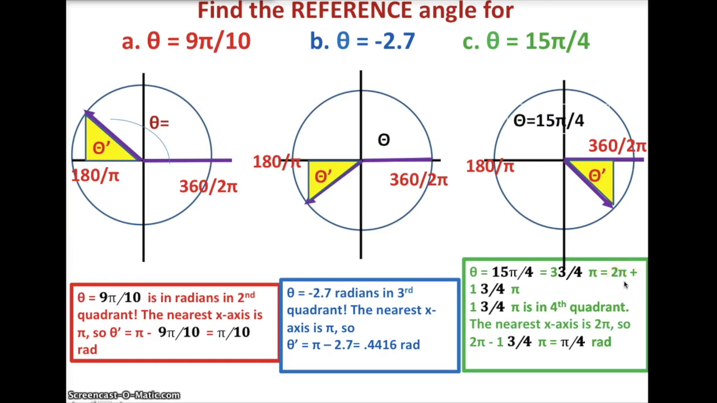Again, this is related to the coterminal concept or periodic concept, where 2 pi is taken out first so you can see exactly where it is. So when we take 2 pi, which is the nearest x-axis, minus 1 3/4 pi, you get 1/4 pi radians. So this is an example of reference angle that becomes very important as we look up the sine, cosine, tangent of things, and we'll keep referring to this later.